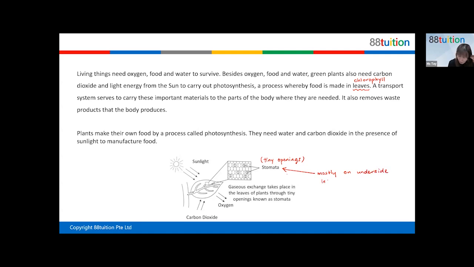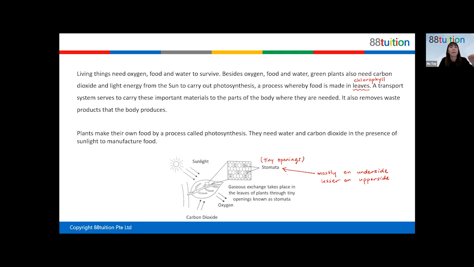Okay, mostly on the underside, so lesser on the upper side. Why is that so? Because the upper side is always exposed to what? Exposed to the sunlight, right?